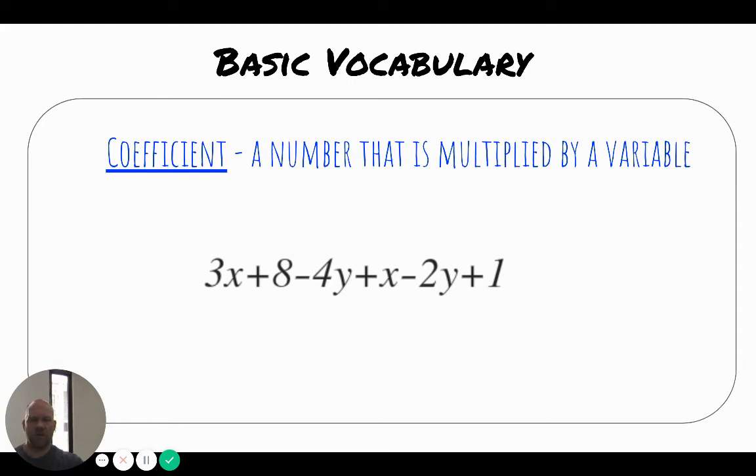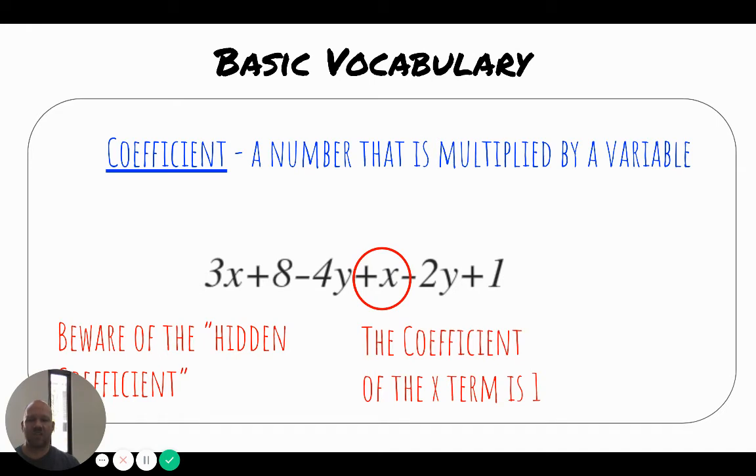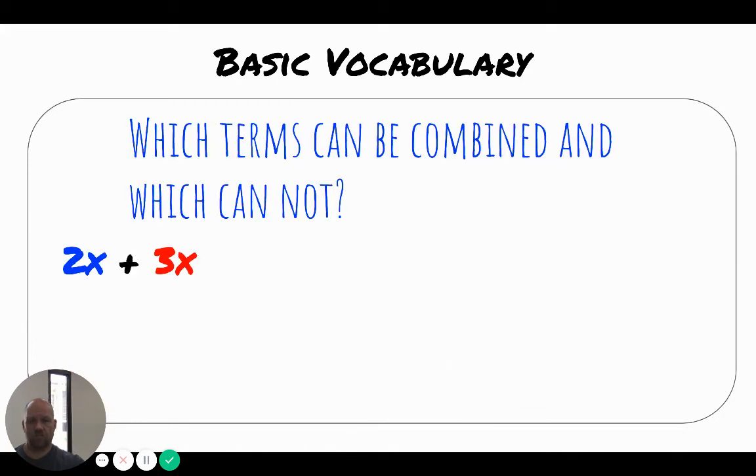One thing that's worth noting here: we talked about what a coefficient was, but beware of the hidden coefficient. In this problem, that plus x actually has a coefficient there. We don't see it, but that means we have 1x. Anytime you've got a variable by itself, the coefficient is the number 1. That's why when I combined 3x and x, it gave me 4x. In algebra, we don't normally put that 1 there. If you put it there, it's not wrong, but that's what I mean by the hidden coefficient.